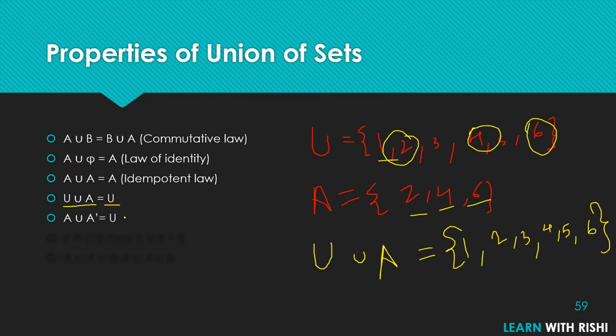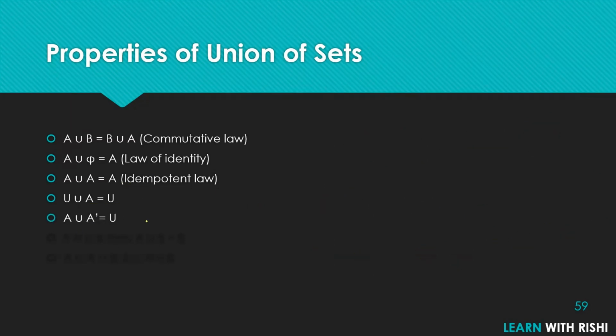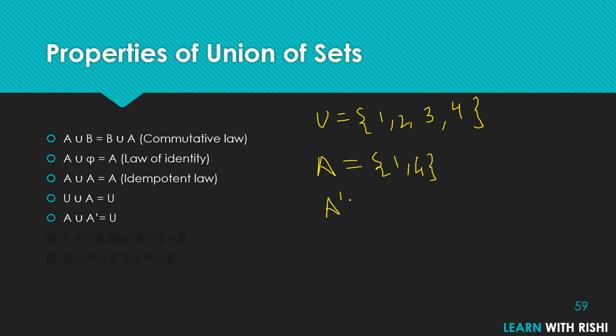Then A union A complement. A union A complement is equal to the universal set. How? For example, my universal set is 1, 2, 3, 4. This is my universal set. Then my set A is 1 and 4. So what will be my A complement? A complement means such elements which are not present in A but present in the universal set. So 1 is present in A, 2 is not present in A, 3 is not present in A. So my A complement becomes 2, 3.